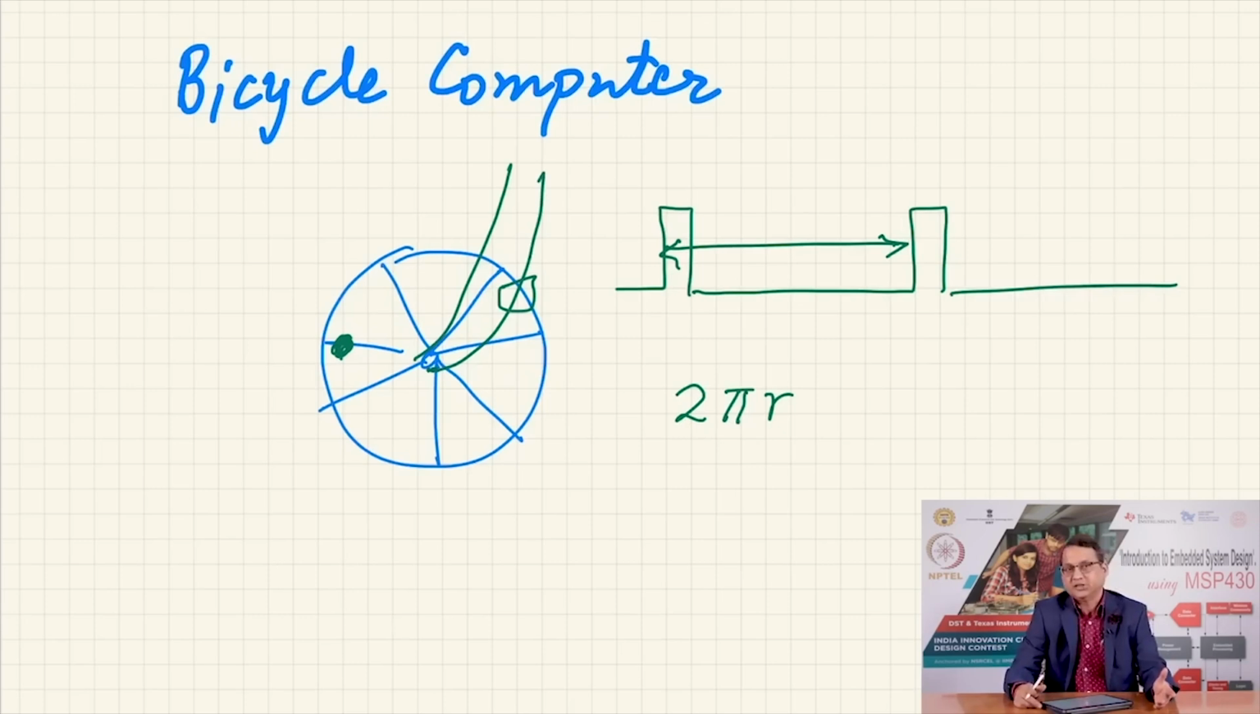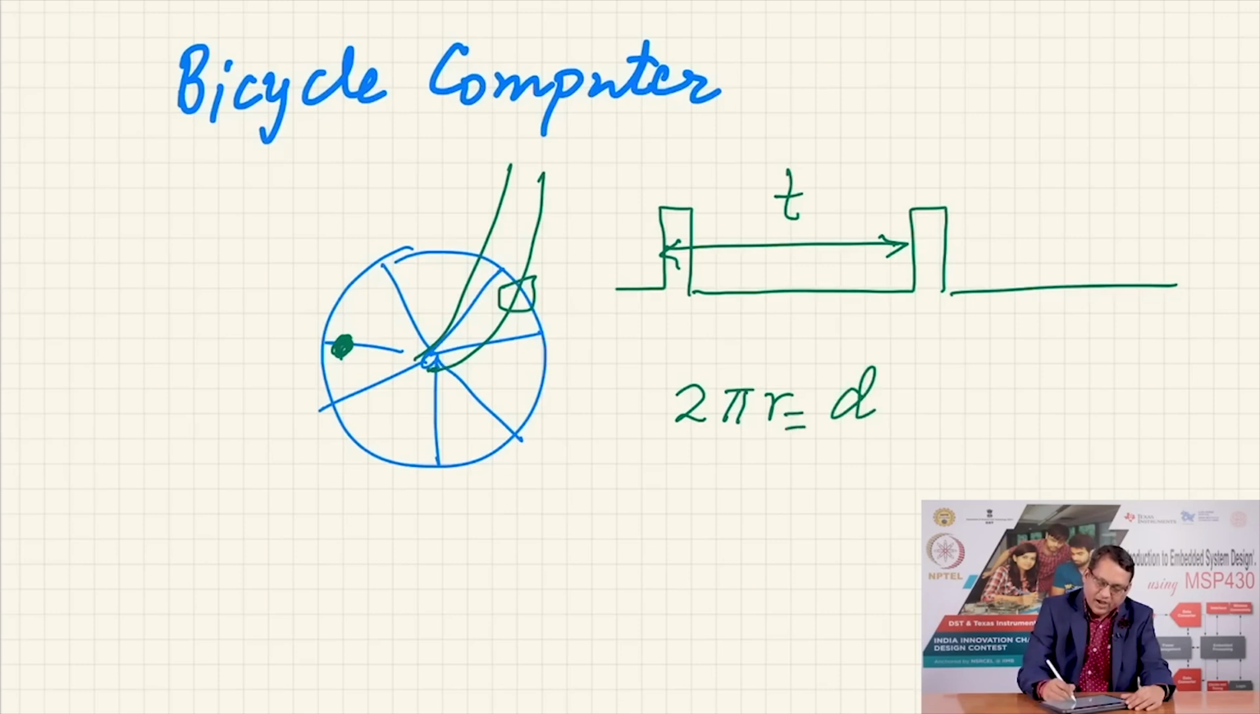I have travelled this much distance, and so if I know the time and I know the distance, d is equal to 2 pi r, if I divide it by time I get speed, and so on, and from that I can calculate acceleration and so on.